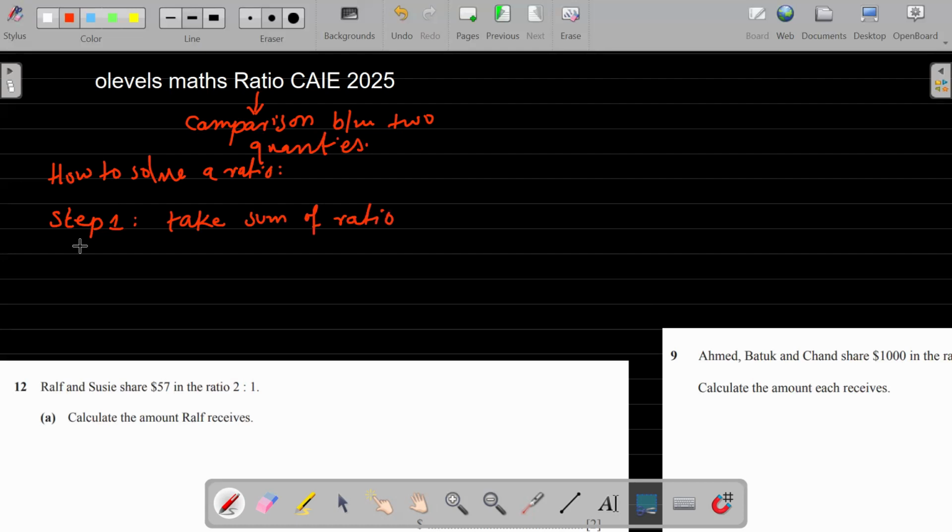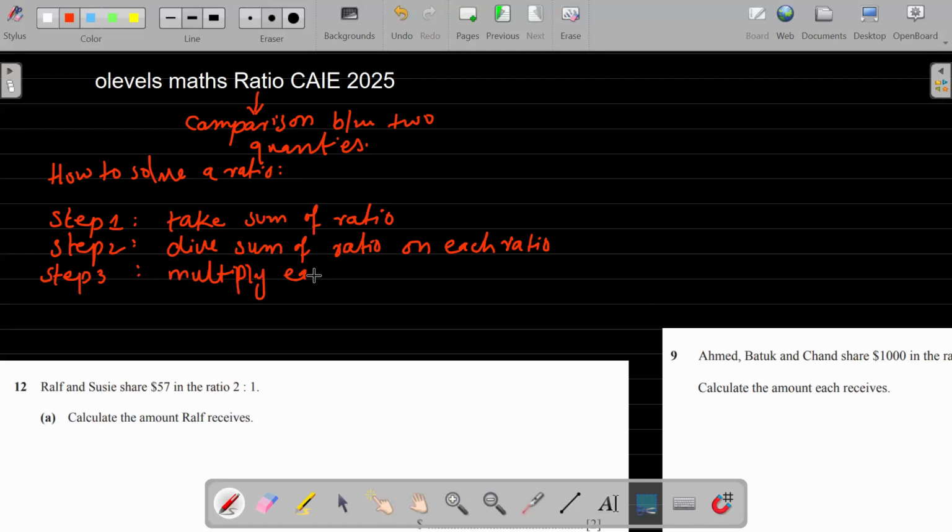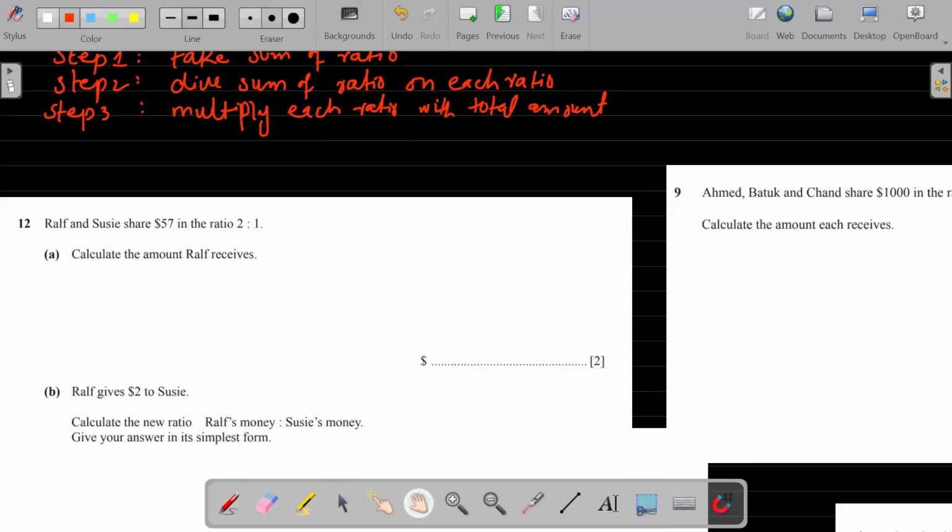Step two, divide that sum of ratio over the terms. Divide the sum of ratio on each ratio. Step number three, multiply each ratio with the total amount. I'm going to give a demo to you as well. I'm going to explain it to you. Let's see, I told you the three rules.